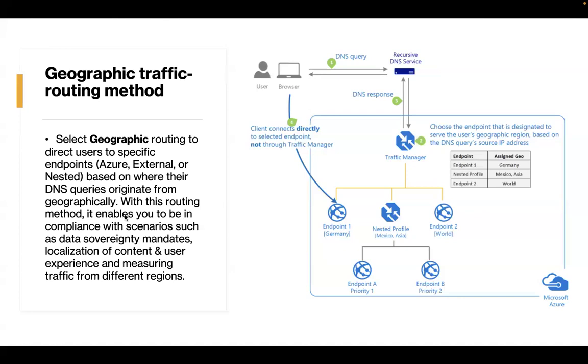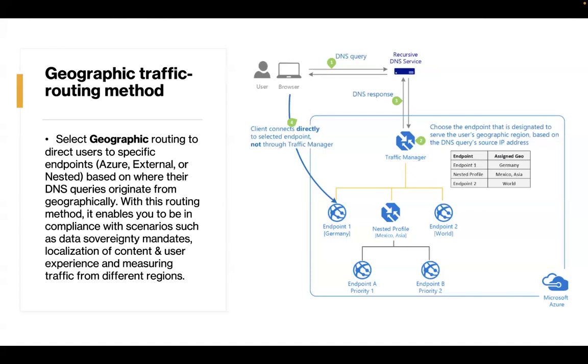This routing method enables you to be in compliance with scenarios such as data sovereignty mandates, localization of content, user experience, and measuring traffic from different regions. So here, this line may look complicated, but I will try to explain it in a simple way.